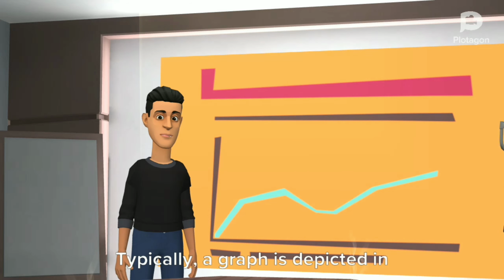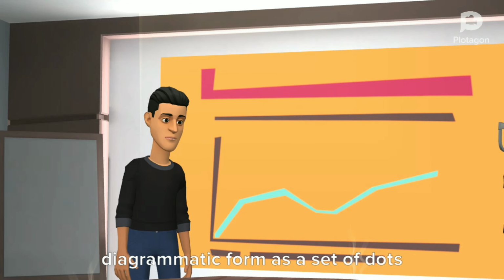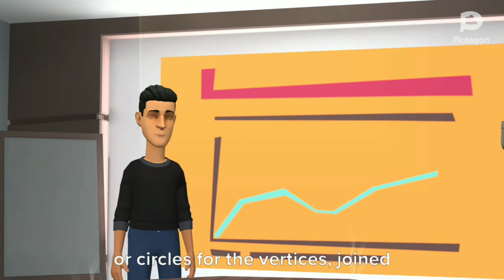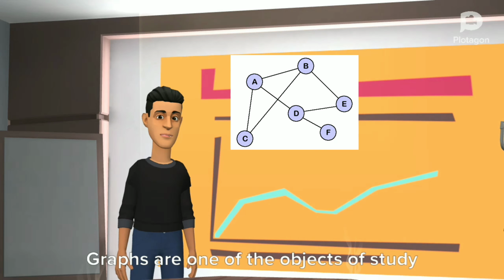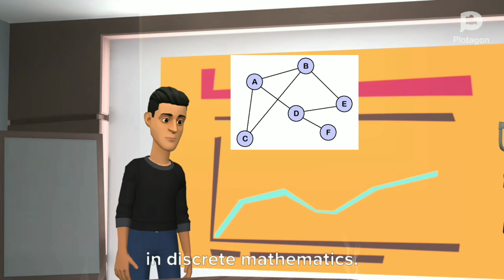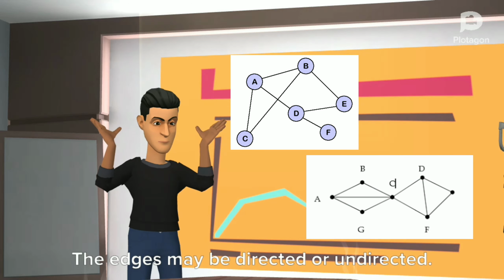Typically, a graph is depicted in diagrammatic form as a set of dots or circles for the vertices joined by lines or curves for the edges. Graphs are one of the objects of study in discrete mathematics. The edges may be directed or undirected.